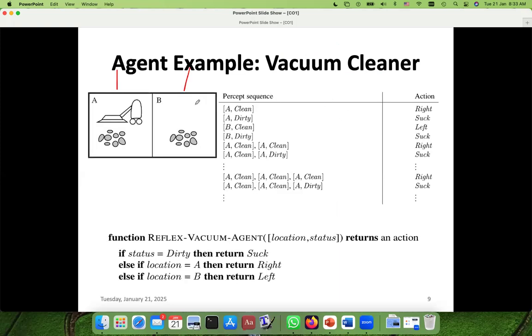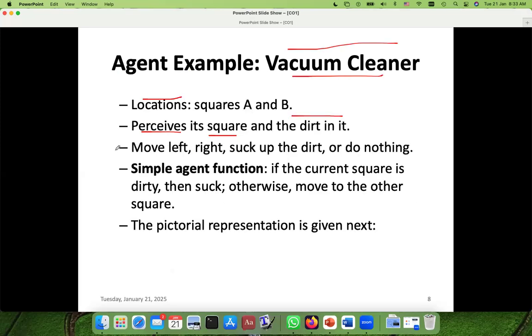For example, here some dirt is displayed in this picture. So your agent can perceive the location, either it is in A or B, or it can perceive whether the dirt is available or not. And then your agent can move left or right. If it is in A, it can move right. If it is in B, it can move left. It can suck up the dirt.